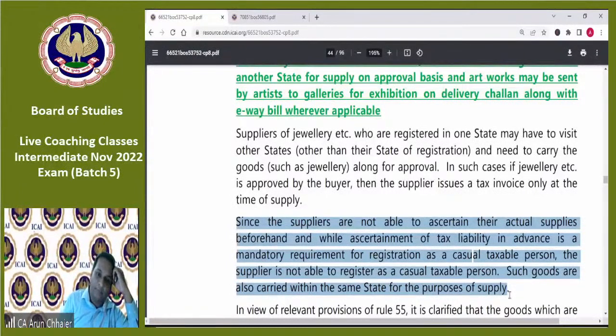Mahadev, at the time of the supply or 6 months, whichever is earlier, if I go by 31/7. The CTP point is only added, since the suppliers are not able to ascertain their actual supplies beforehand. I think they only quoted that sentence of CTP requirement. That's it. We'll discuss further in the next class also. If time permits, I will read that circular and we'll discuss further.